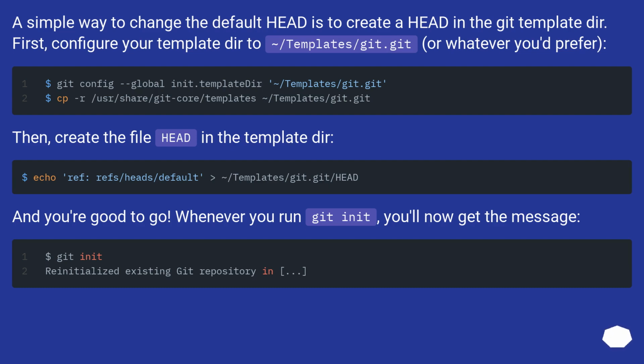A simple way to change the default HEAD is to create a HEAD file in the git template dir. First, configure your template dir to ~/template/git.git or whatever you'd prefer. Then, create the file HEAD in the template dir. And you're good to go. Whenever you run git init, you'll now get the message.